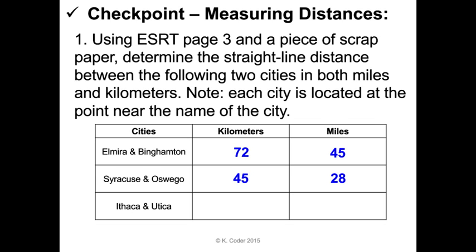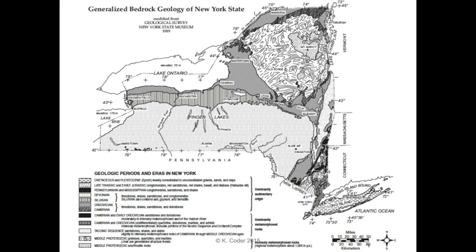Ithaca and Utica. Ithaca is at the bottom of the Finger Lakes. Utica is just south of the Adirondack Mountains. Okay, this one's distance is a little bit further. So we're going to mark both our locations for our straight line distance. And we notice that it's longer than our scale. So we're going to mark where 80 kilometers is and also where 50 miles is.